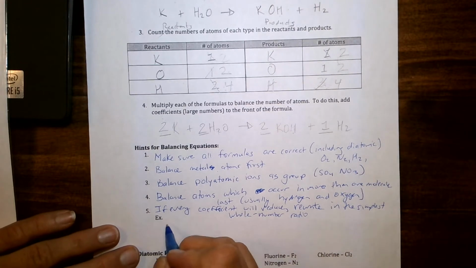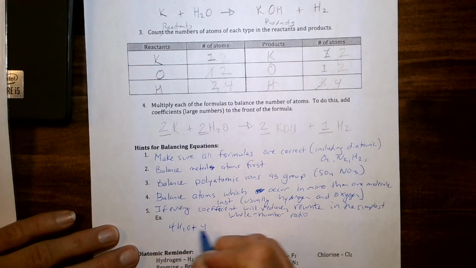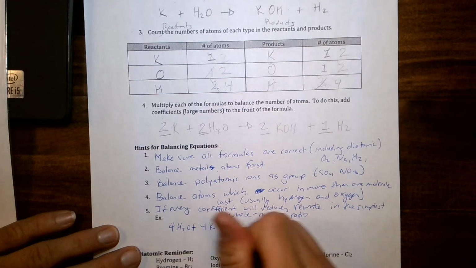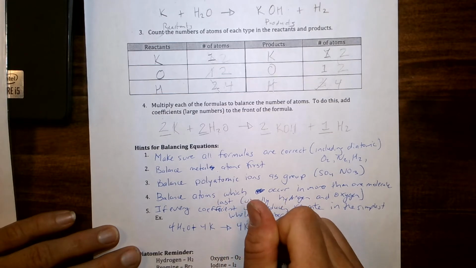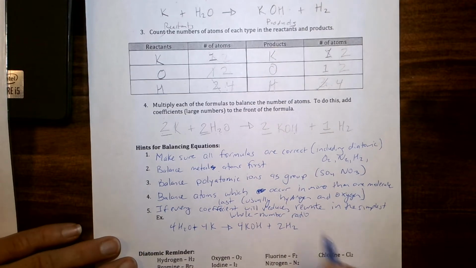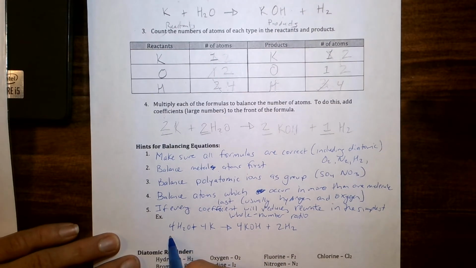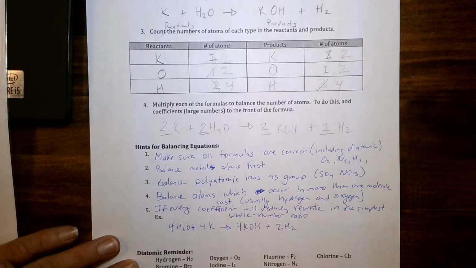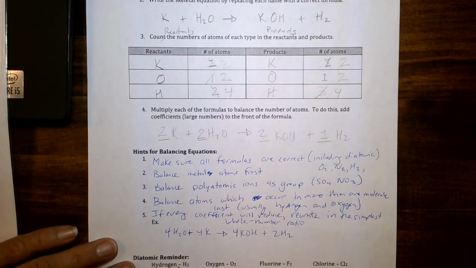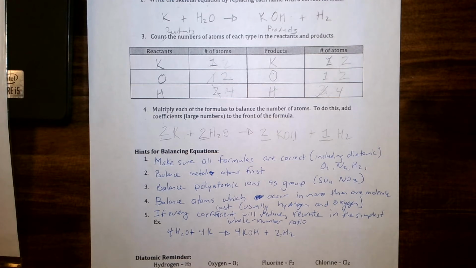So, for example, if we had 4 H2O plus 4 potassium equals 4 potassium hydroxide plus 2 hydrogen gas, we can reduce those 4s, right? And that 2, and then it could just be 2, 2, 2, 1, which is what we had at the top, right? Up here, 2, 2, 2, 1, okay? So if you end up balancing and it looks like this, I expect you to be able to reduce those. And then remember your diatomic.